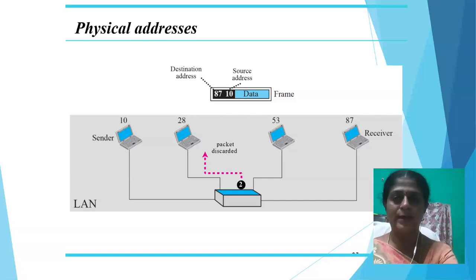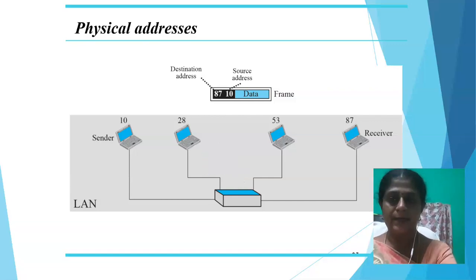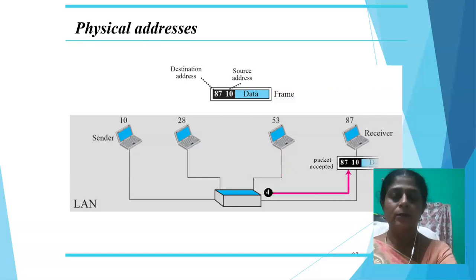Now the first node is checked. No, it is not 87. So the packet gets discarded. And then it checks with the third one. Again, it is not 87. So again the packet gets discarded. And then it goes to the last system, and now the address matches. And so the frame is delivered here. So this is how physical addresses work. This is where we employ physical addresses.